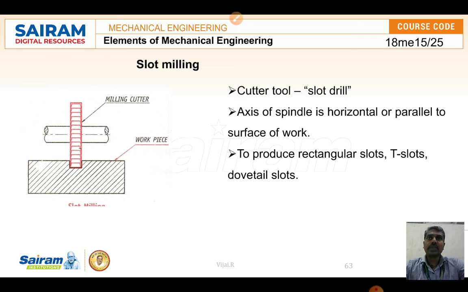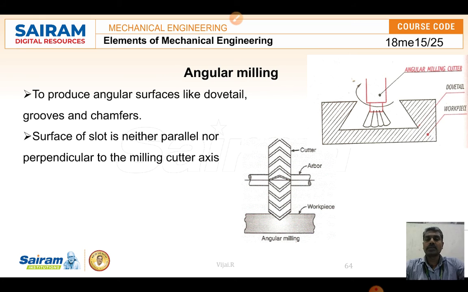So it may be a rectangular slot, a T slot, or a dovetail slot, like this. Some different kinds of material we can do it. And moreover, we can have one more operation with a milling cutter, which we call the angular milling cutter.